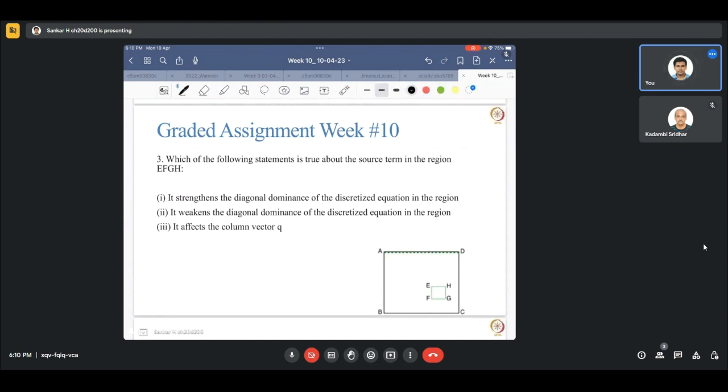Moving on to question number 3. Which of the following statements is true about the source term in the region EFGH? So the source term comes over here in this small region of it. First one, it strengthens the diagonal dominance of the discretized equation in the region. Second one, it weakens the diagonal dominance of the discretized equation in the region. Third one, it affects the column vector Q. Only Q. Yeah, that is correct.